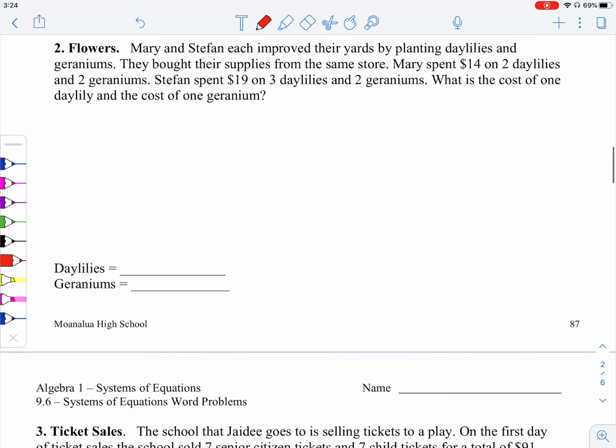Okay, number 2. Mary and Stefan are each planting daylilies and geraniums. They bought them at the same store. Mary spent $14 on 2 daylilies and 2 geraniums. Stefan spent $19 on 3 daylilies and 2 geraniums. And we're going to make our columns, right? Remember our word, columns. Make columns. So we have our daylilies, let's call them days, and then geraniums and money.